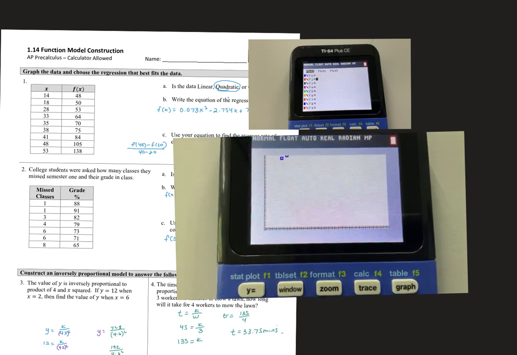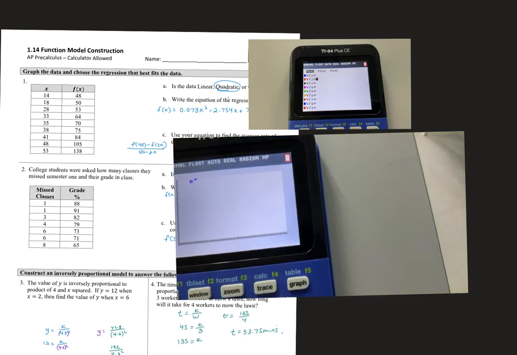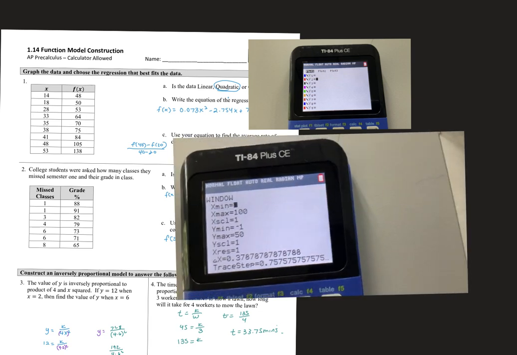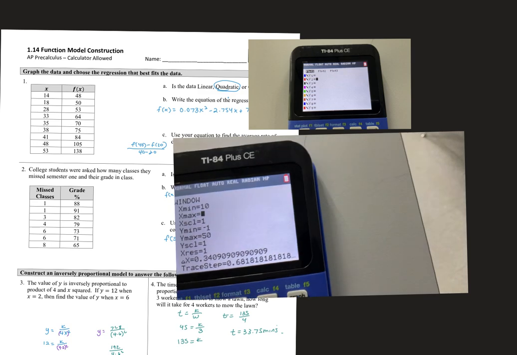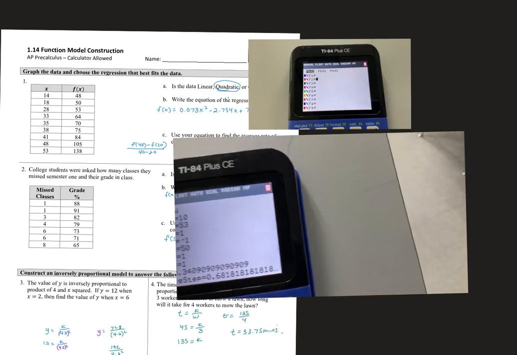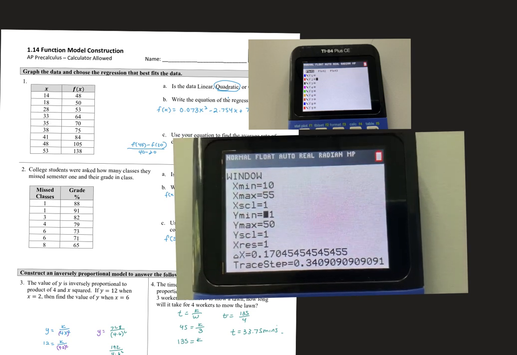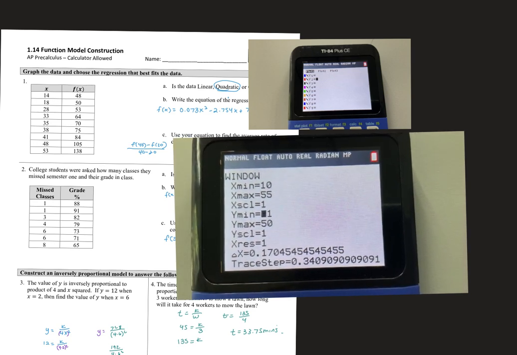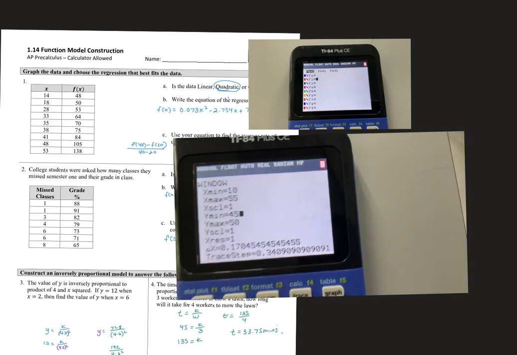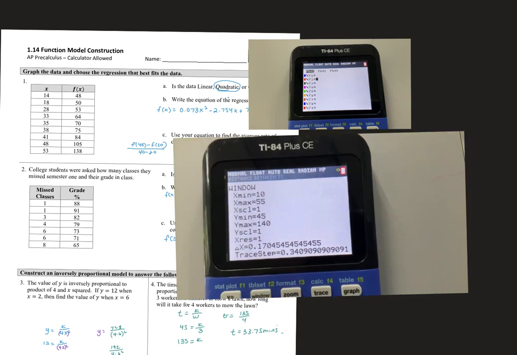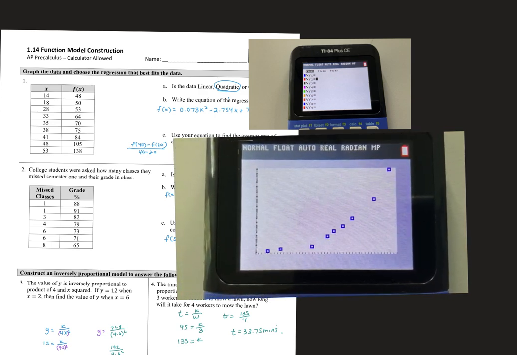So if I look at my X values, the lowest is 14, the highest is 53. So I need to at least have that in my window. I could go literally 10 to 53 or 55 if I want to go a little bit past it. And then the Y minimum was 48, and the highest is 138. So I could go 45 and I could go 140. You have to make sure you grasp that whole curve, okay?